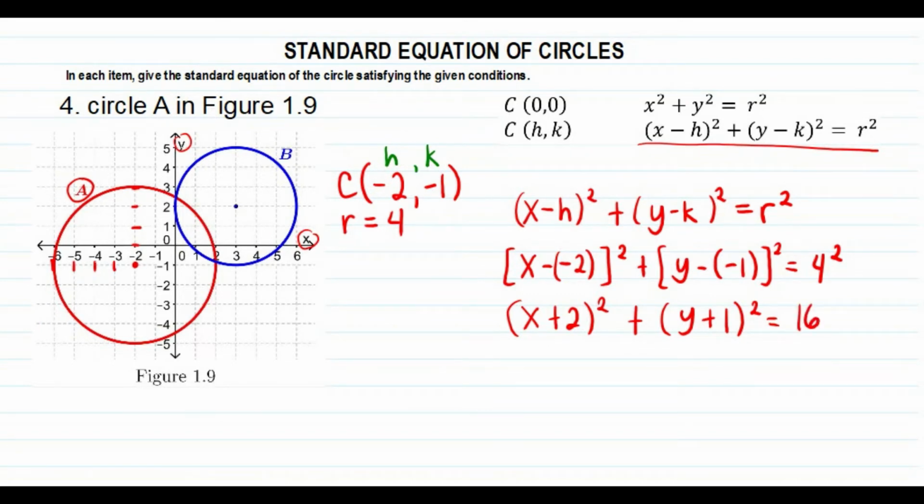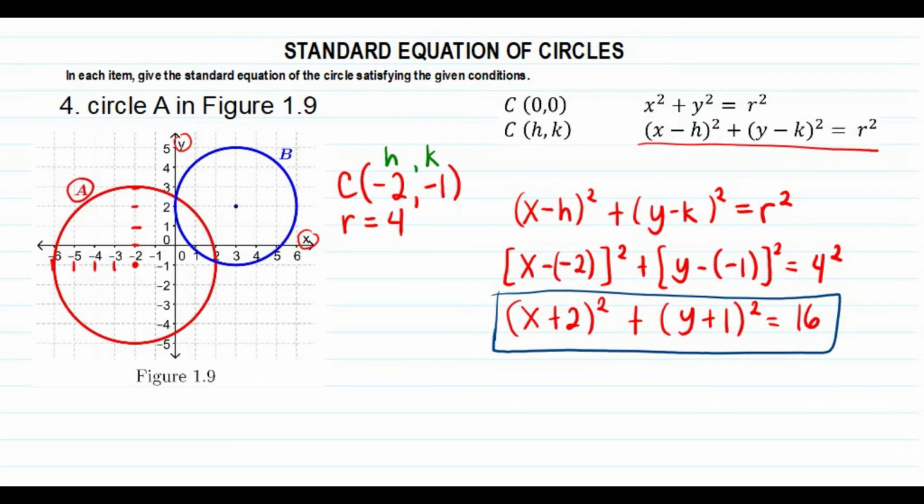And this is the equation or standard equation of circle A in figure 1.9. Simply put, lagyan natin, center is at negative 2, negative 1. And then let's write the equation here: y plus 1 squared equals 16. Para alam natin na itong circle na to has this standard equation.